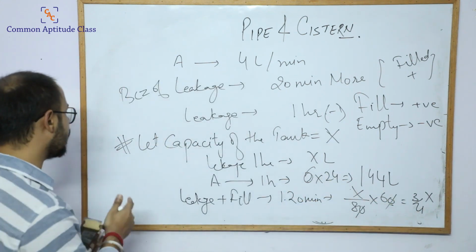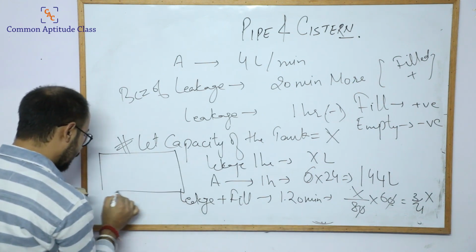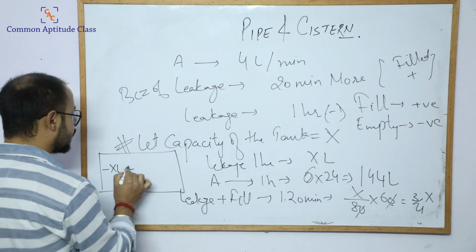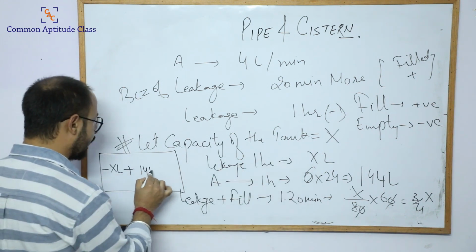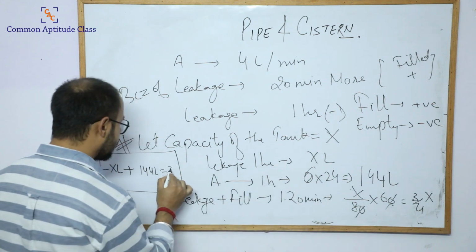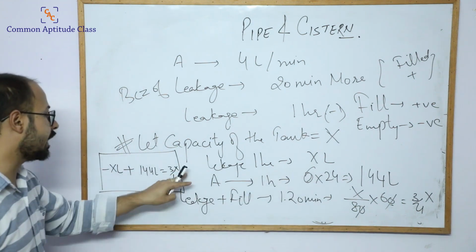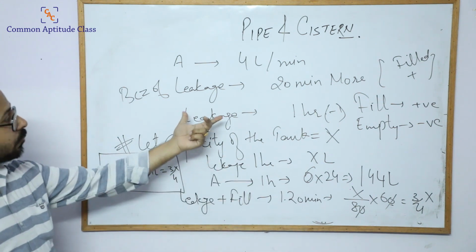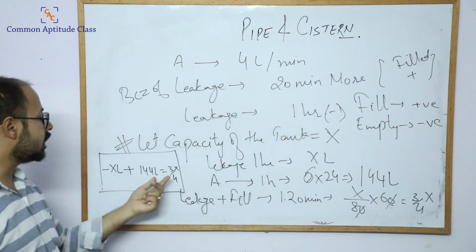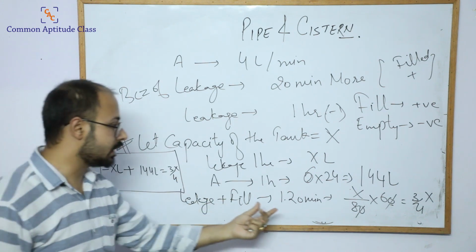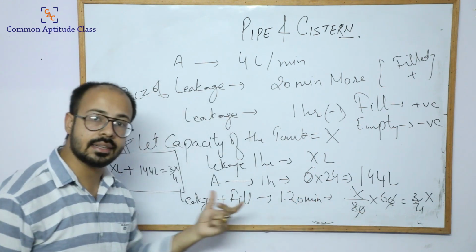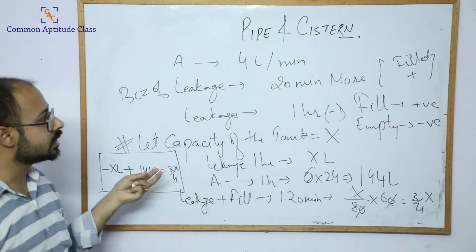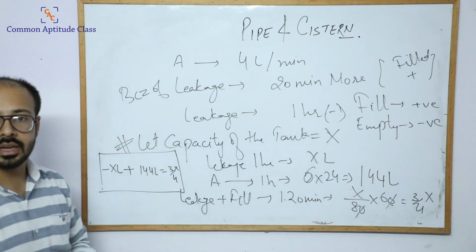Now solve the equation. The equation goes this way. Leakage is minus. What is the leakage? Minus X liters per hour, plus what is the filling per hour? 144 liters. What is the overall filled? 3 by 4 X. Now solve for X; that is my capacity of the tank. Is it clear? The tank is filled, so it is positive. If the tank is emptied, then this will be negative. If water is removed, we take it as negative. This is how we can find the capacity.